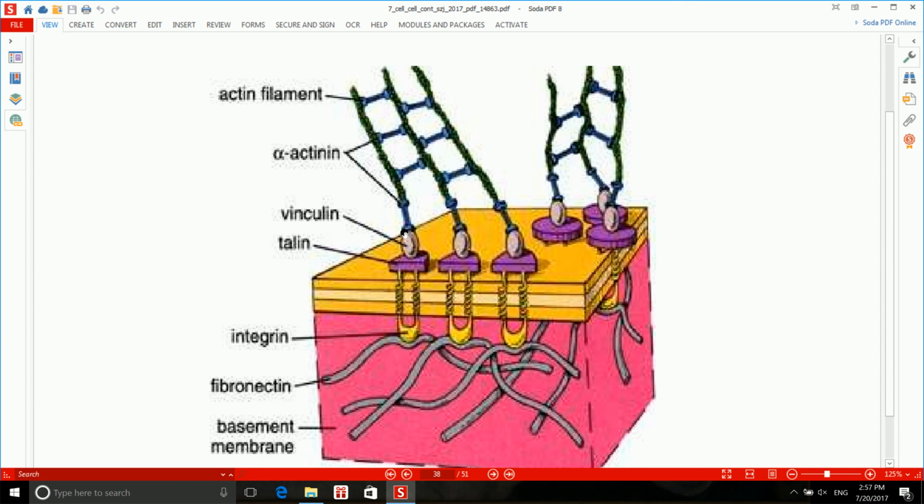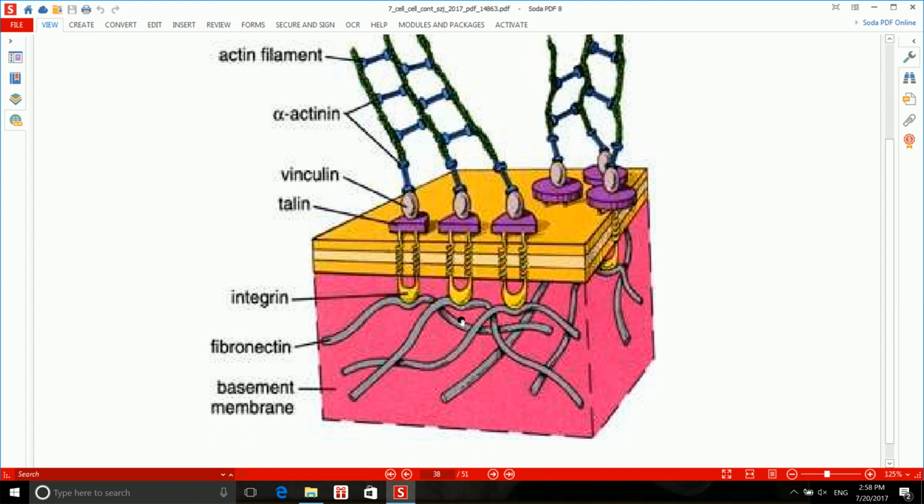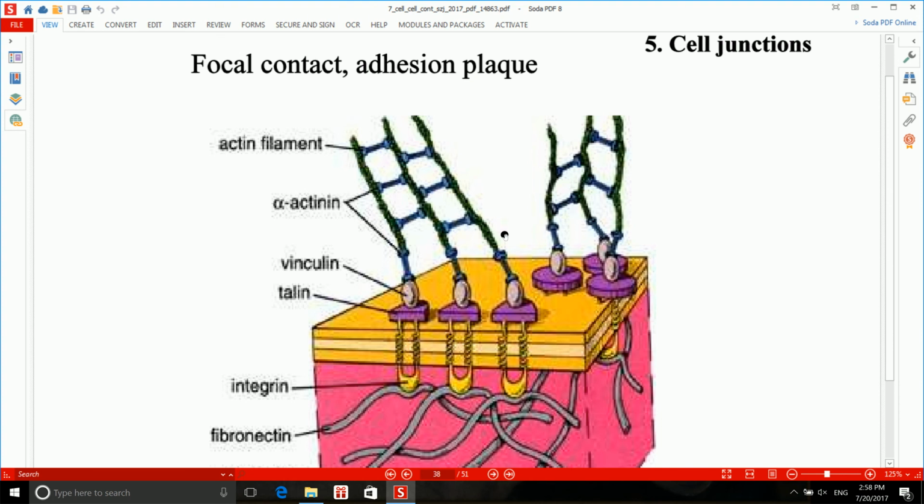And it's good to memorize the names of these adapter proteins, which are vinculin, talin, and alpha-actinin. And again, in the extracellular matrix portion, they do the same thing. They help the binding of components of the extracellular matrix to the cytoskeleton of the cells.